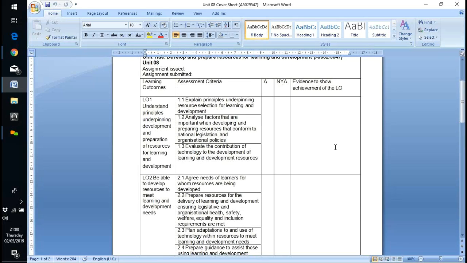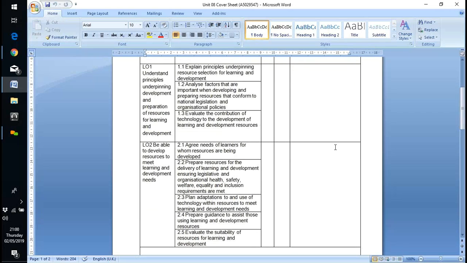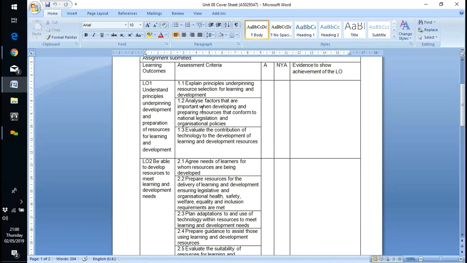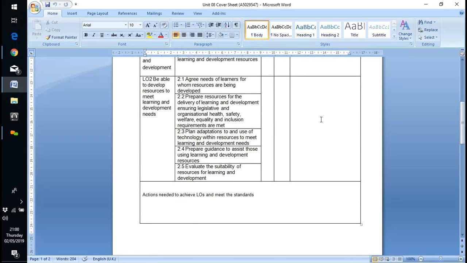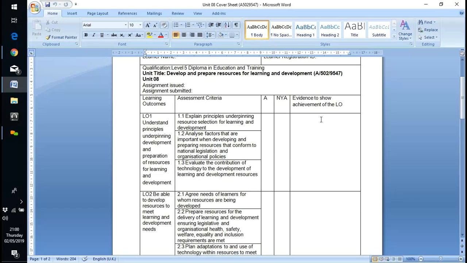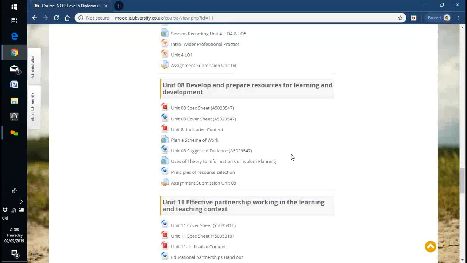Yes. I mean, within them, they're quite small. There are only 2 learning objectives in Unit 8, and there are 3 assessment criteria to L01, and 5 to L02, and that is basically it. It's looking at how you develop and prepare resources for learning and development. You've mentioned some of this before in the previous unit, so there will also be some crossovers there. So that makes it a fairly short unit to complete. Not bad, that.